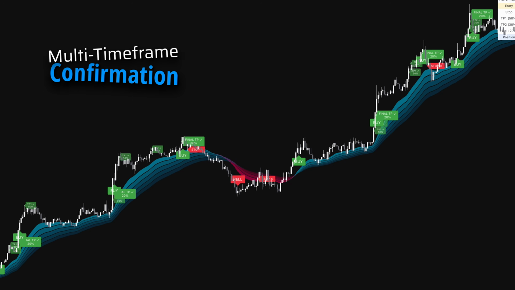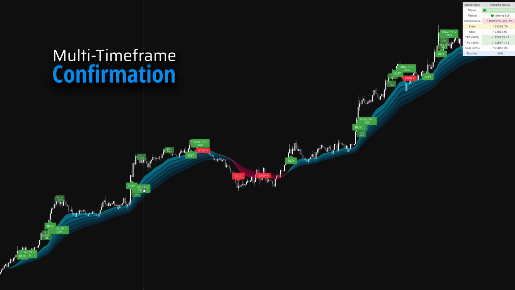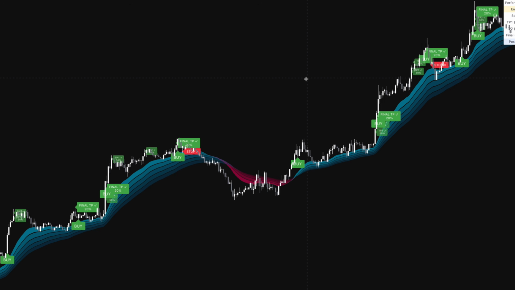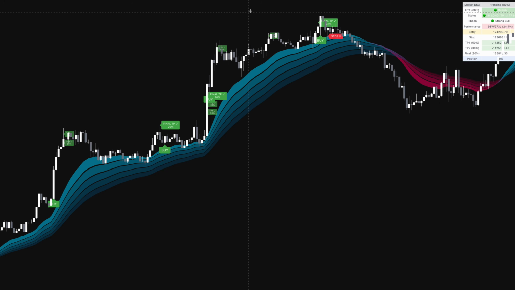The higher time frame filter lets you require ribbon alignment on a larger time frame before taking any signal on your chart. If you're trading on the 15-minute chart, you can set the filter to 1 hour or 4 hour. Now buy signals only fire when the hourly ribbon is also bullish. Sell signals only fire when the hourly ribbon is bearish. You're trading with the bigger trend instead of against it.